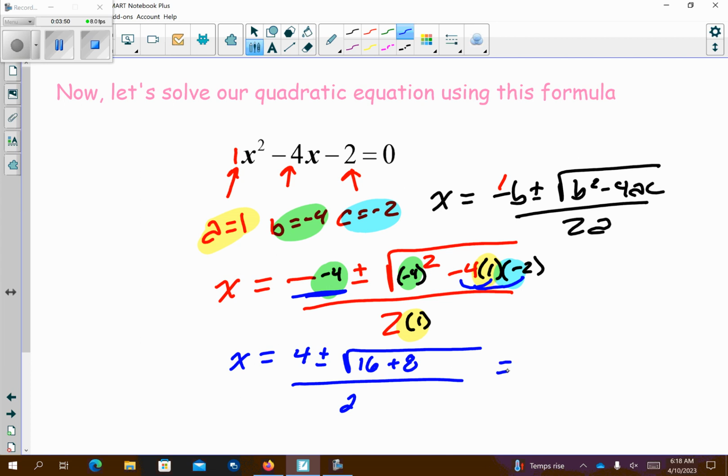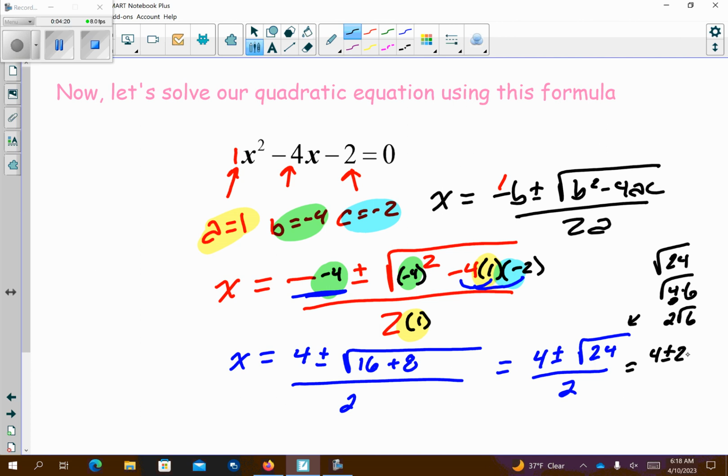We can go a little bit further to start making this look a little nicer. So 8 and 16 add together to give me 24. Let's break this root 24 down. I want to break 24 down to a perfect square times another number. So we'll use 4 and 6. The reason I'm using 4 and 6 and not 3 and 8 or 2 and 12 is that 4 is the biggest perfect square. Remember, this is going to break down to 2 root 6. So I get 4 plus or minus 2 root 6, all over 2.